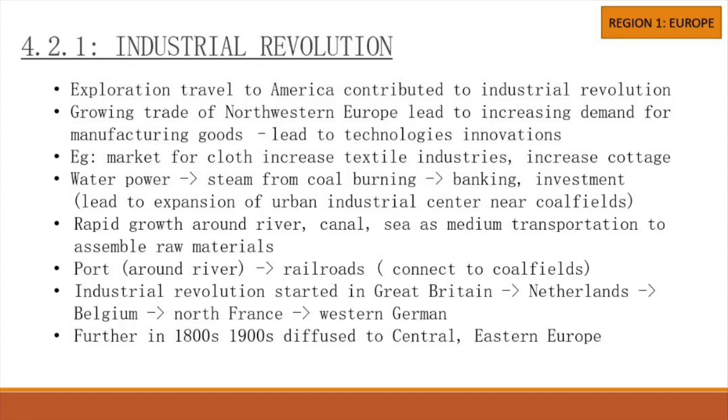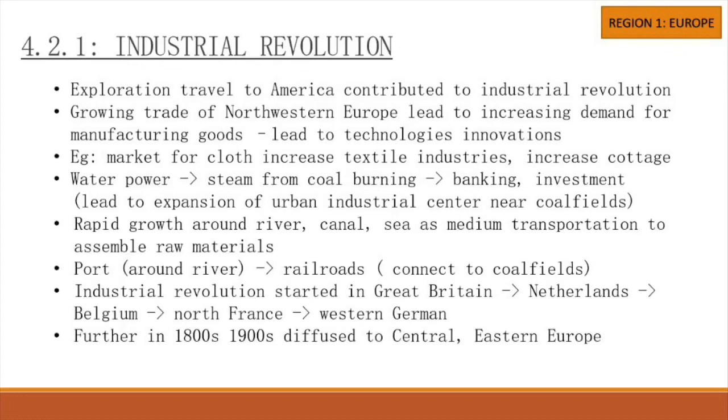Thereby, technological innovations happened. For example, when the market for clothes increases, the textile industries will also increase. So, to fulfill the market for clothes, the production must increase their resources in terms of cotton. So, to fulfill the expanding market for cloth, from the mid-1700s the machinery was driven from water power to steam from coal burning. It is to increase the productivity of textile industries.